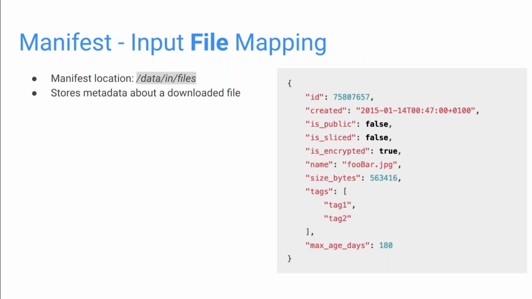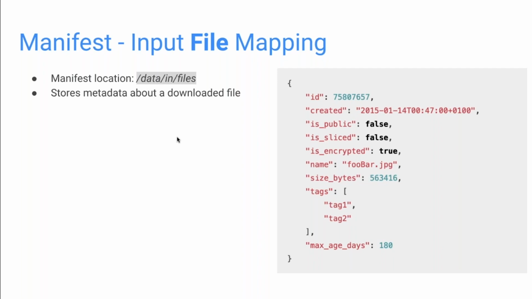All right, so we just talked about the manifest for input and output table mapping. Now we're going to talk about the manifest for input file mapping and output file mapping. So here's input file mapping. The manifest will be stored in the data folder, in files. It will store the metadata of the downloaded file.